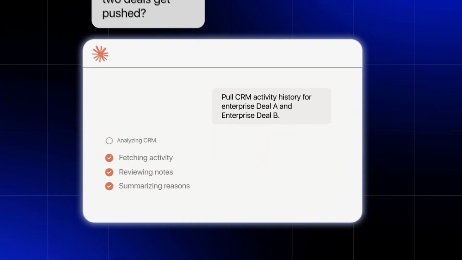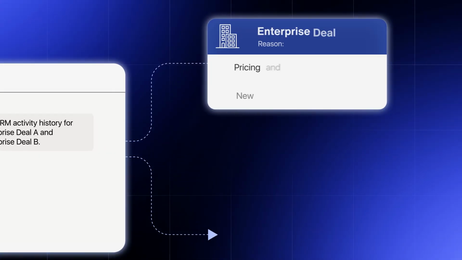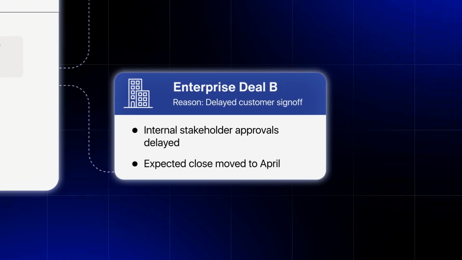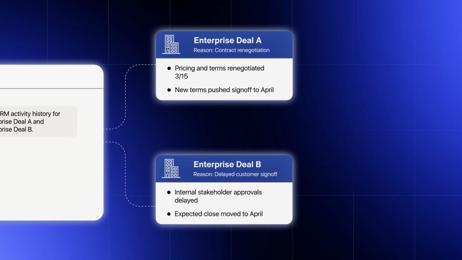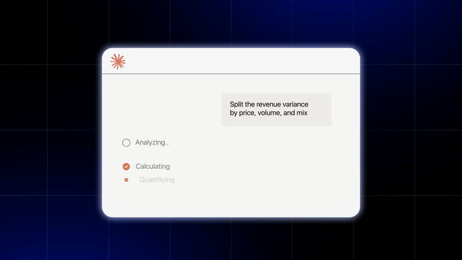Then you can prepare the follow-up your CFO will definitely ask, like why those deals got pushed. Since your CRM data is already inside Finance OS, Claude can pull the activity history on those deals and explain why each one got pushed, whether it was renegotiated contracts, a delayed sign-off, or the prospects going with a competitor in the end. From there, you can also ask Claude to split the revenue variance by price, volume, and mix.